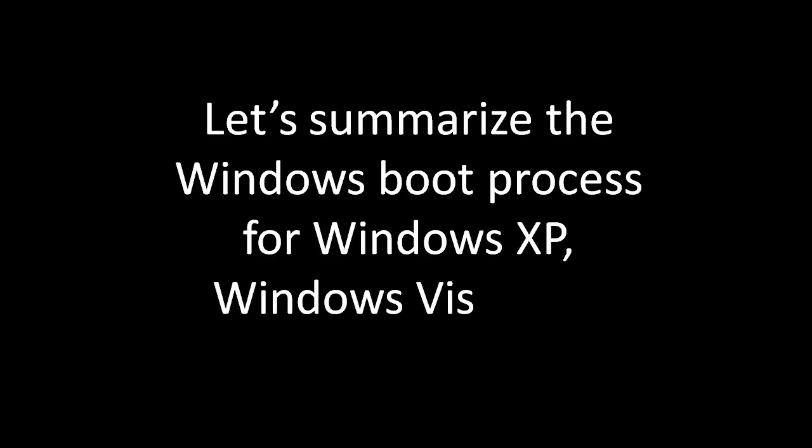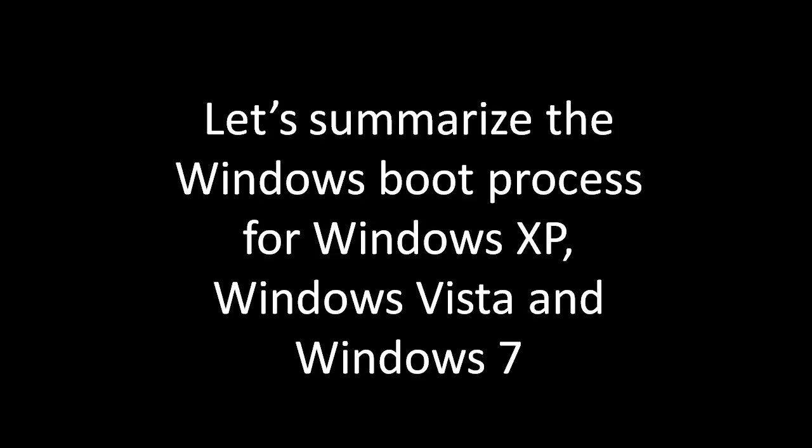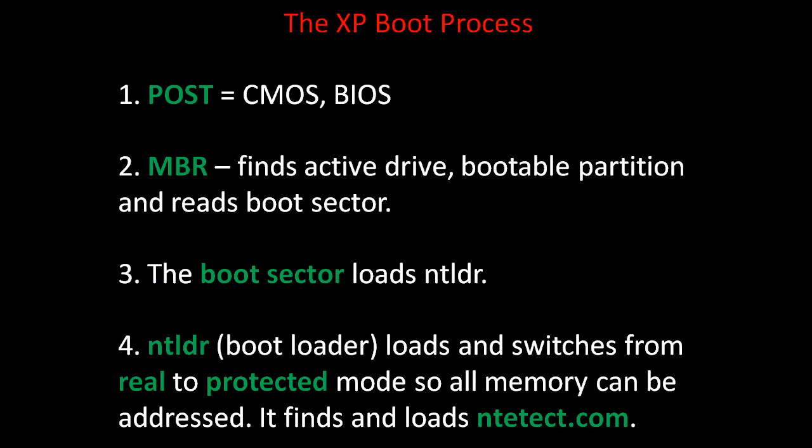Let's summarize the Windows boot process for Windows XP, Windows Vista, and Windows 7. First, we'll take a look at the Windows XP boot process. In the XP boot process, the very first thing to occur is the POST, or power on self-test. During this process, the CMOS and BIOS settings are read. The second thing to occur is the master boot record, or MBR, finds the active drive, bootable partition, and reads the boot sector. The third step is the boot sector loads NT-loader, or NT-LDR.